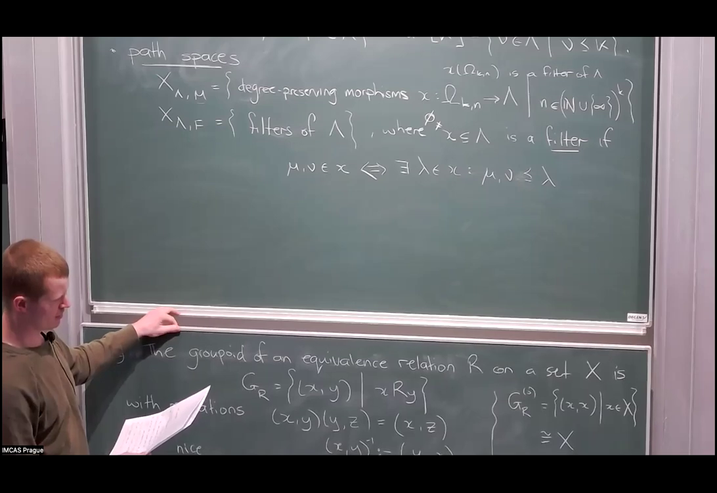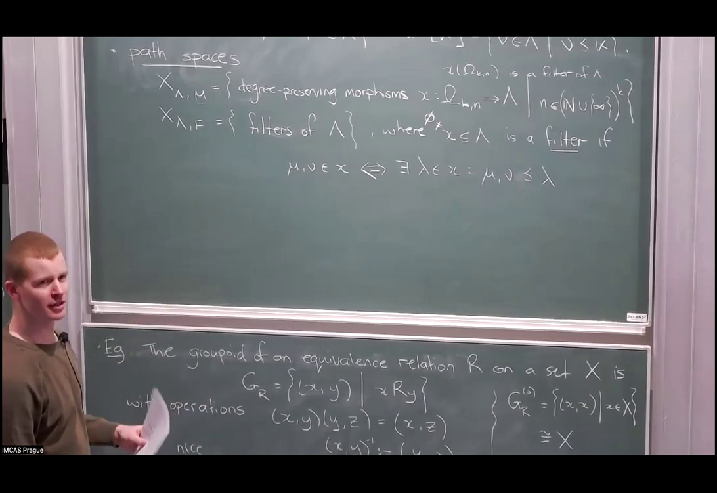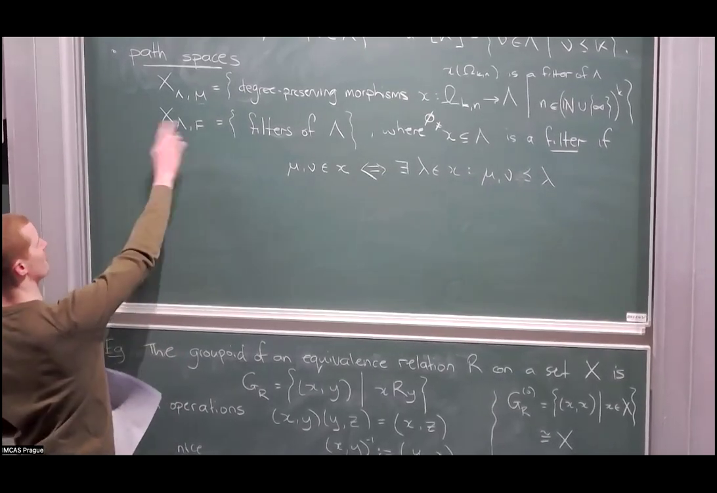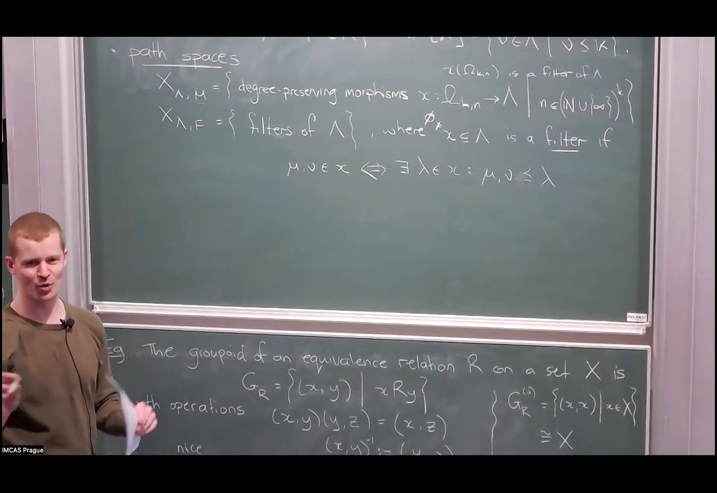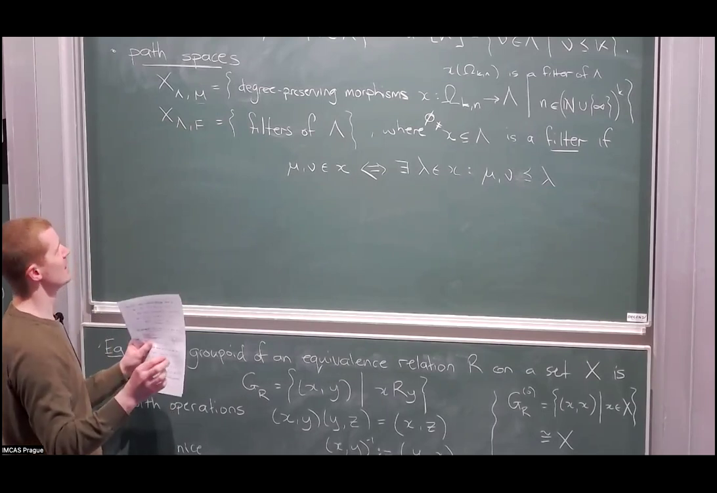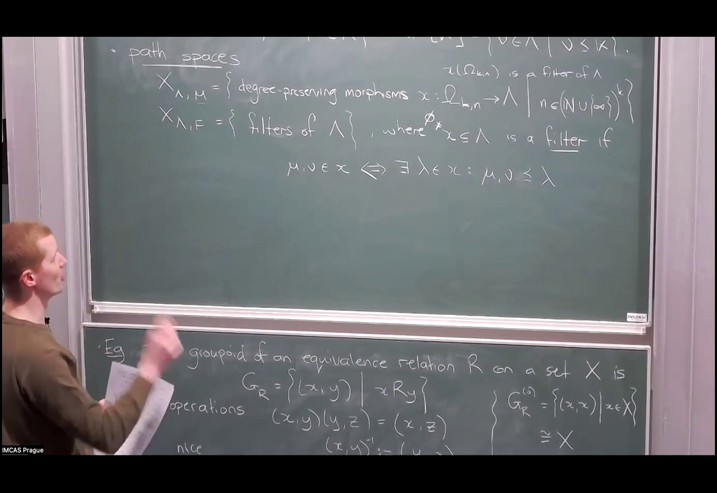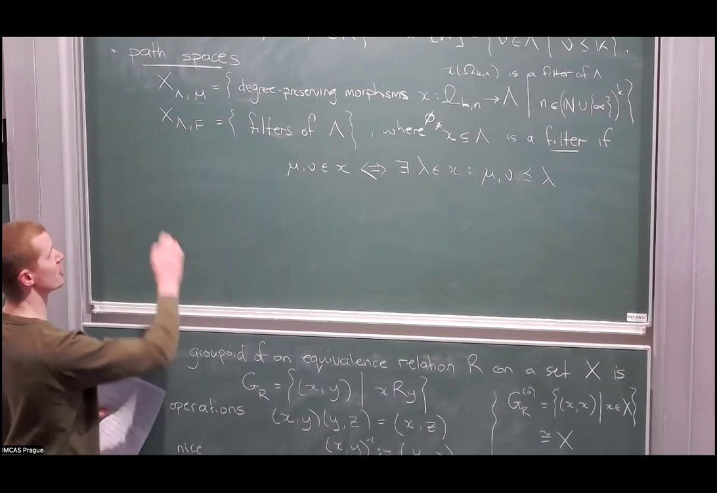Okay. So it gets a bit fiddly and detailed, so I'm not going to say how to define the shift map for degree preserving morphisms, for the path space made up of degree preserving morphisms. But I will say how to do the shift map if you're just looking at filters.